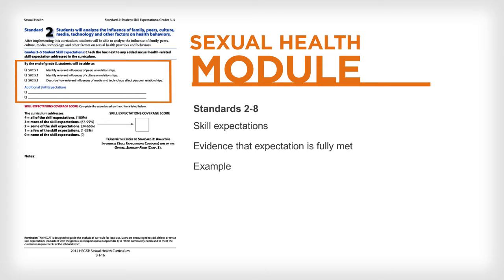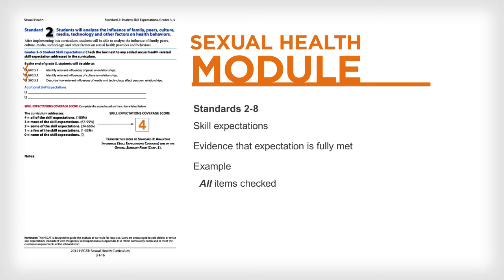Again, we'll focus on grades 3 through 5. In analyzing and scoring these expectations, look for evidence this expectation is fully met, and then check the expectation statement if it can be found in the curriculum. For our example, all of the skill expectations have been met for Standard 2, grades 3 through 5. Therefore, the coverage score is a 4 in this case.